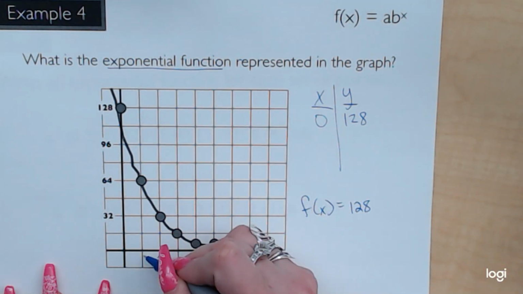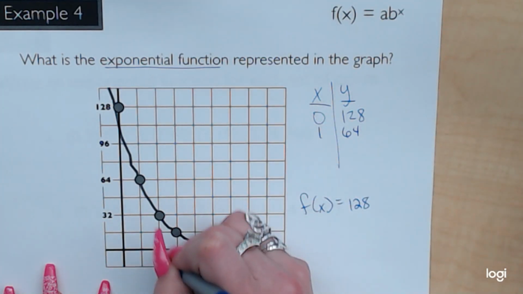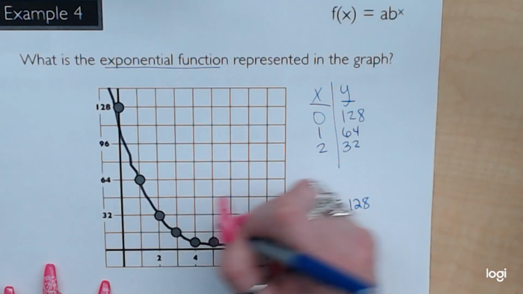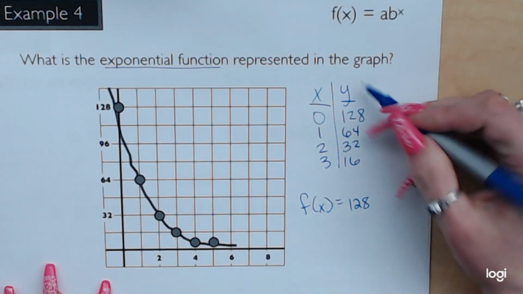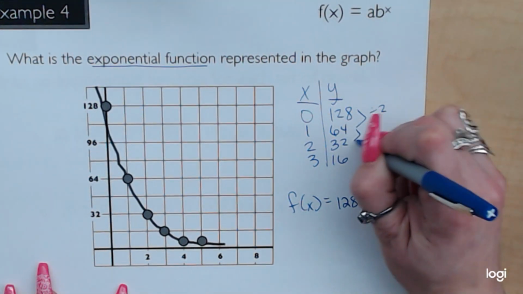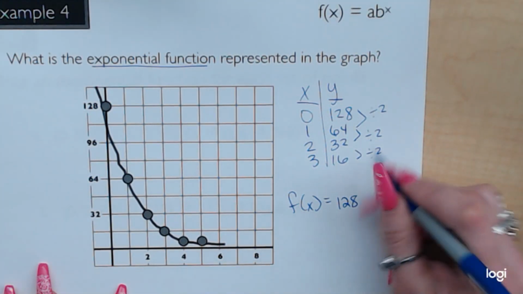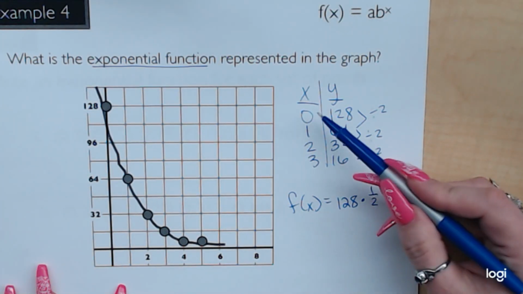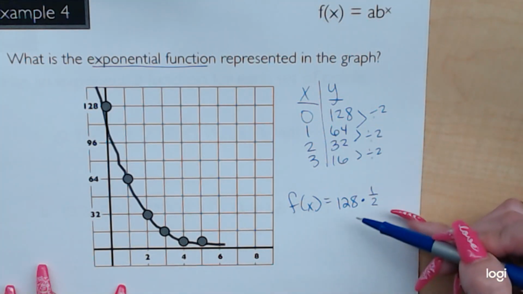Next point is when x is 1, y is 64. When x is 2, y is 32. You can see what's happening, right? It's being cut in half. When x is 3, y is 16. I think we're good there. We found the pattern. It's dividing by 2 each time, which means that our b value is 1/2. x increases by 1, but y divides by 2. That's 1/2. That's a half.